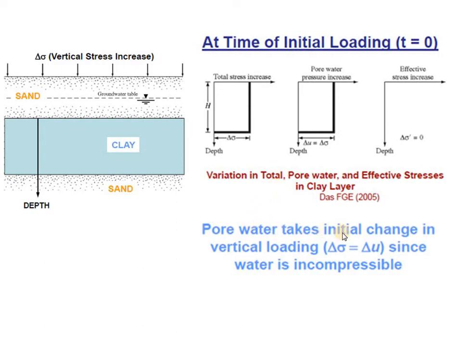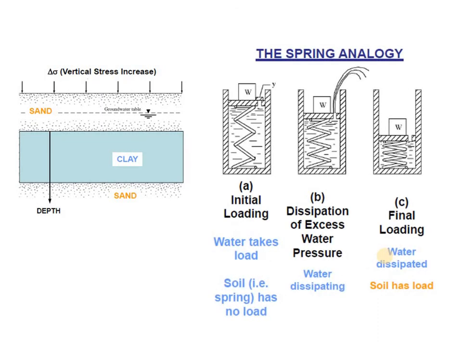So pore water takes the initial change in vertical loading, that is, delta sigma, the vertical stress, will be equal to delta U, which is your pore water pressure, since water is incompressible, as if you try to compress the water, it won't. So the soil skeleton does not see the initial loading. So when you are having vertical stress, we will have some spring analogy in this. So let us see what the spring analogy is.